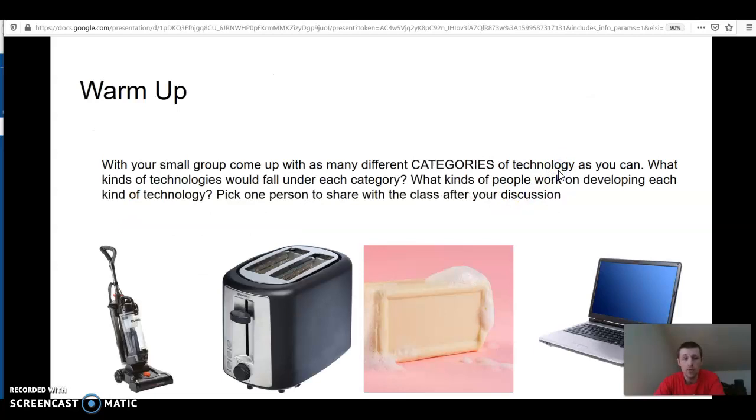All right, for our warm-up, what I had you guys do is we worked in small groups with partners to figure out some ideas for what you think is a good way to categorize technological ideas. How do we break them up? Should we have a group for all household appliances? Should we have a group for building materials? Things like that. And we got all sorts of interesting ways that people wanted to categorize technologies.